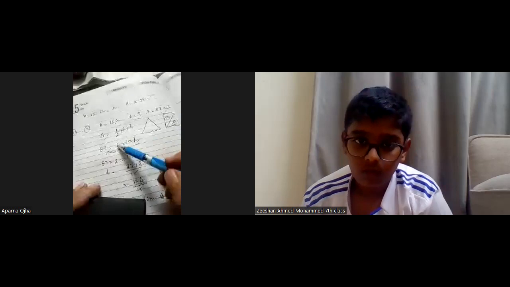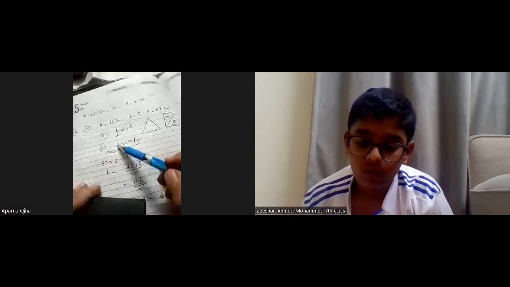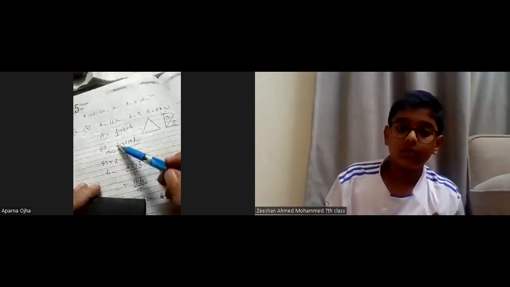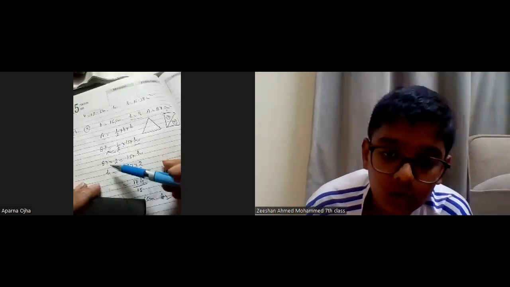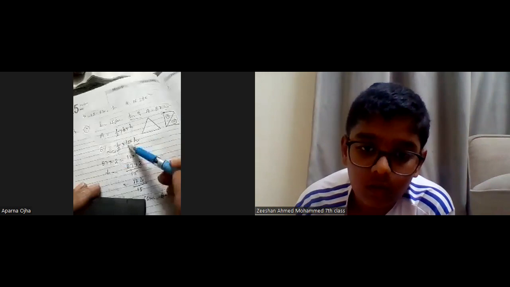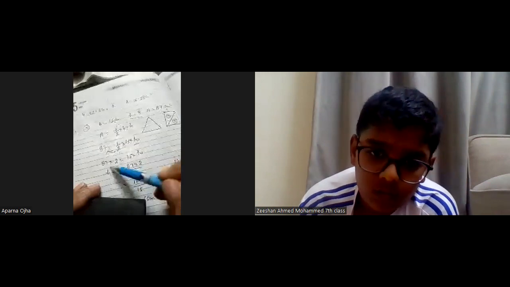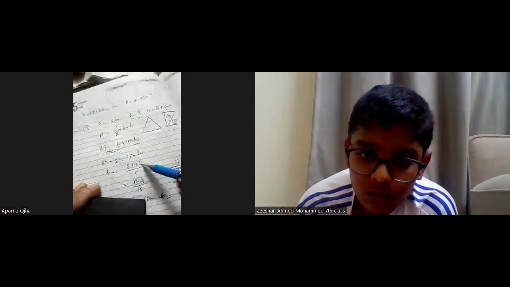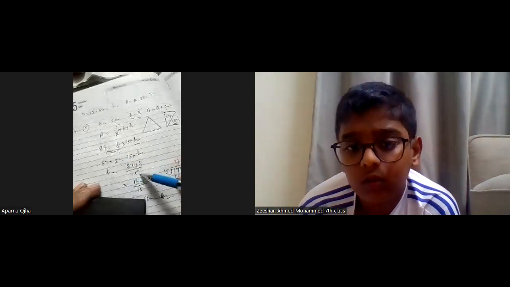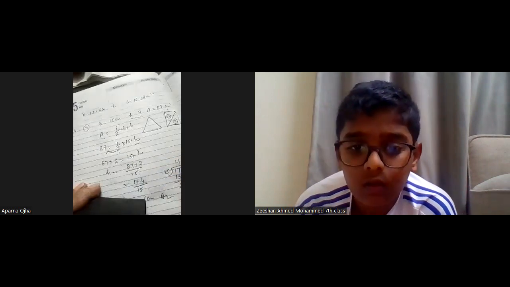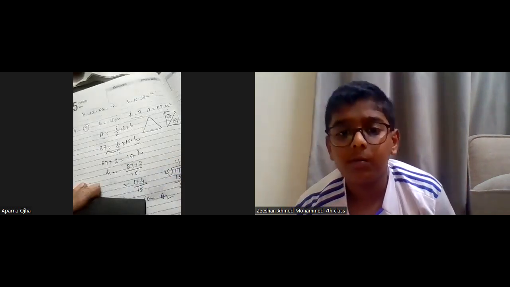Now, when this is in the denominator, this is in the numerator, so you can cross multiply. This is called cross multiply. 87 multiplied by 2 equals 15 into h. Height you have to find. So here the height is 87 into 2 divided by 15. Clear up to this? Dishan, clear up to this one? Yes, ma'am.